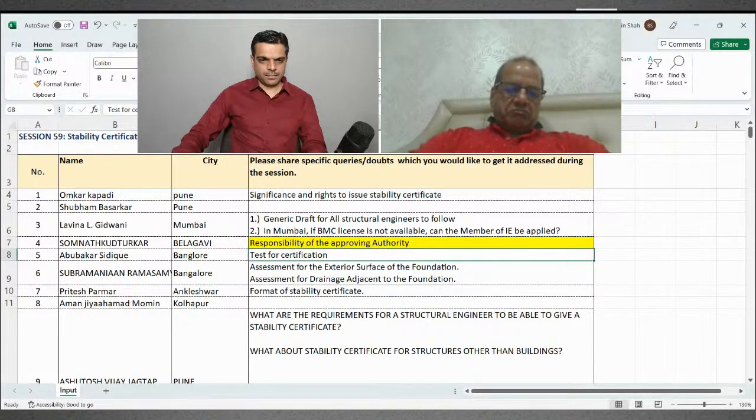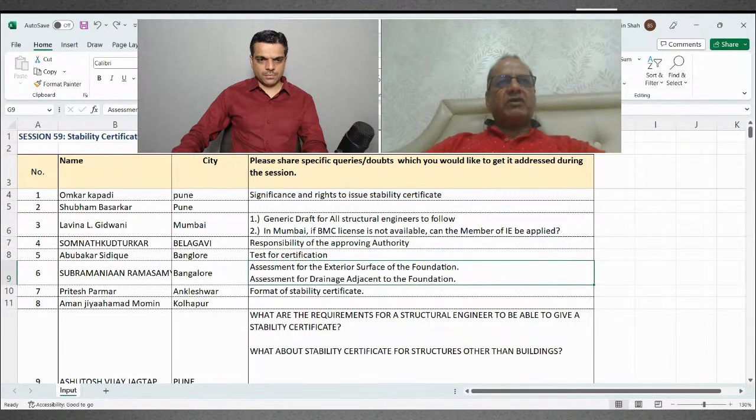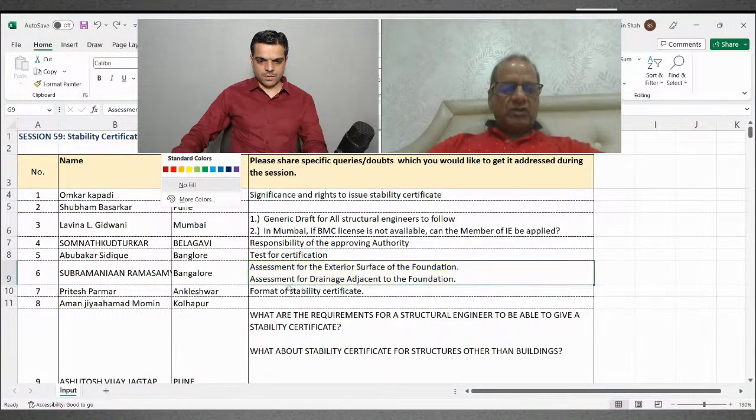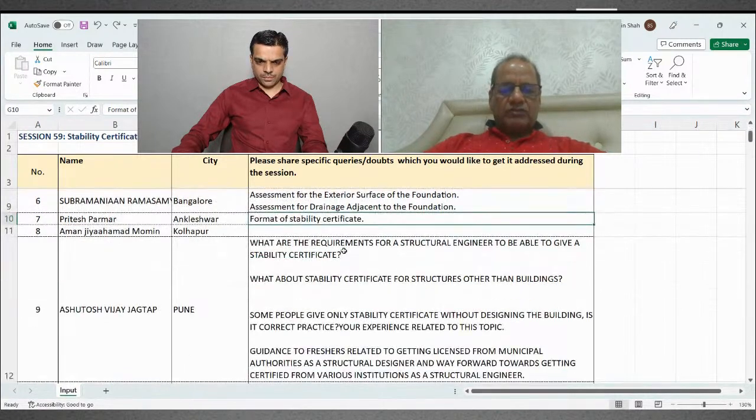Test for certification. I don't know what exactly Mr. Siddiq wants to ask. So, assessment for the exterior surface of the foundation. Assessment for drainage. Assessment is a different ball game altogether. Assessment is something different, so we will not touch upon the assessment kind of thing. Format for stability, I'll be showing, and then things will be more clear.